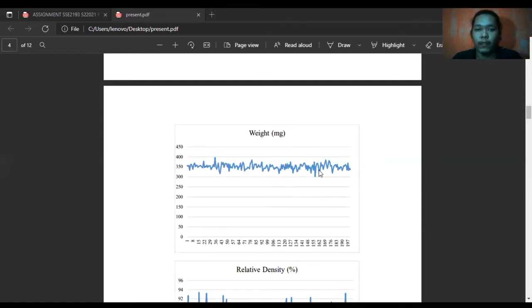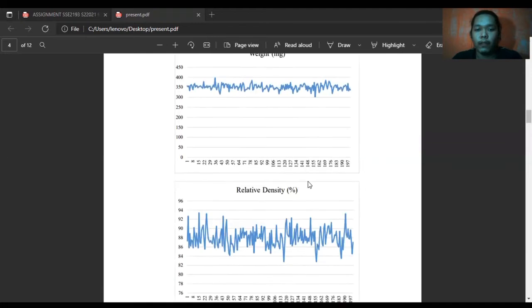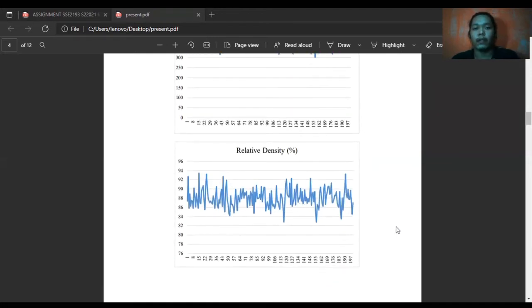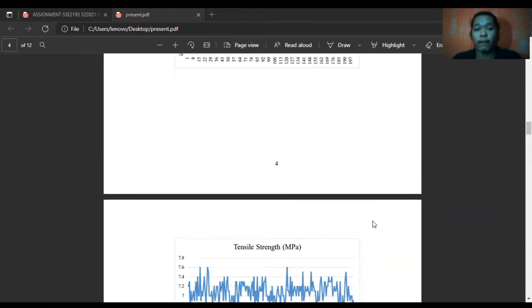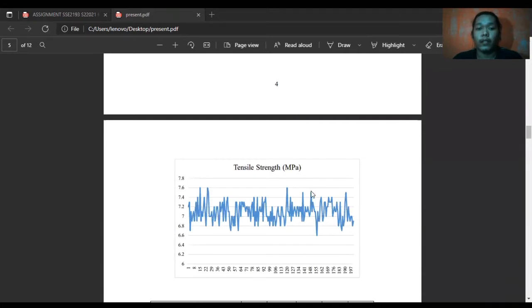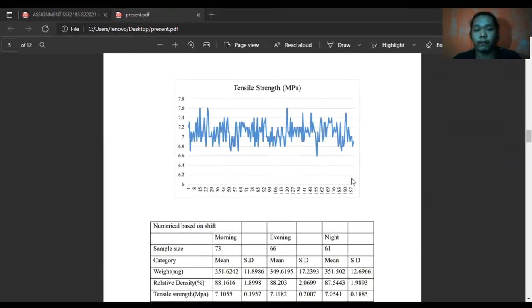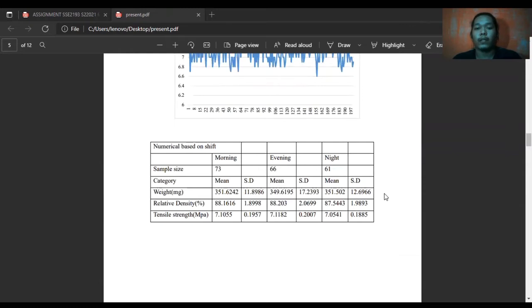The first graph is the weight graph. The second graph is the relative density graph. And the third one is the tensile strength graph. And the last one is the numerical data based on shift.